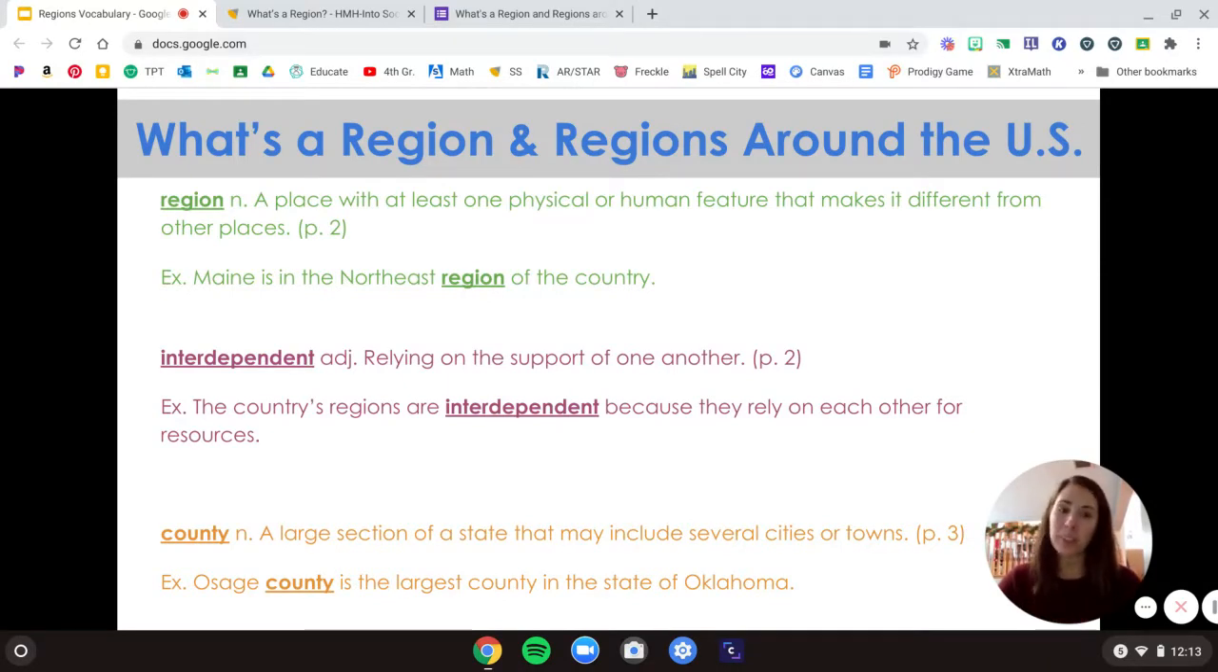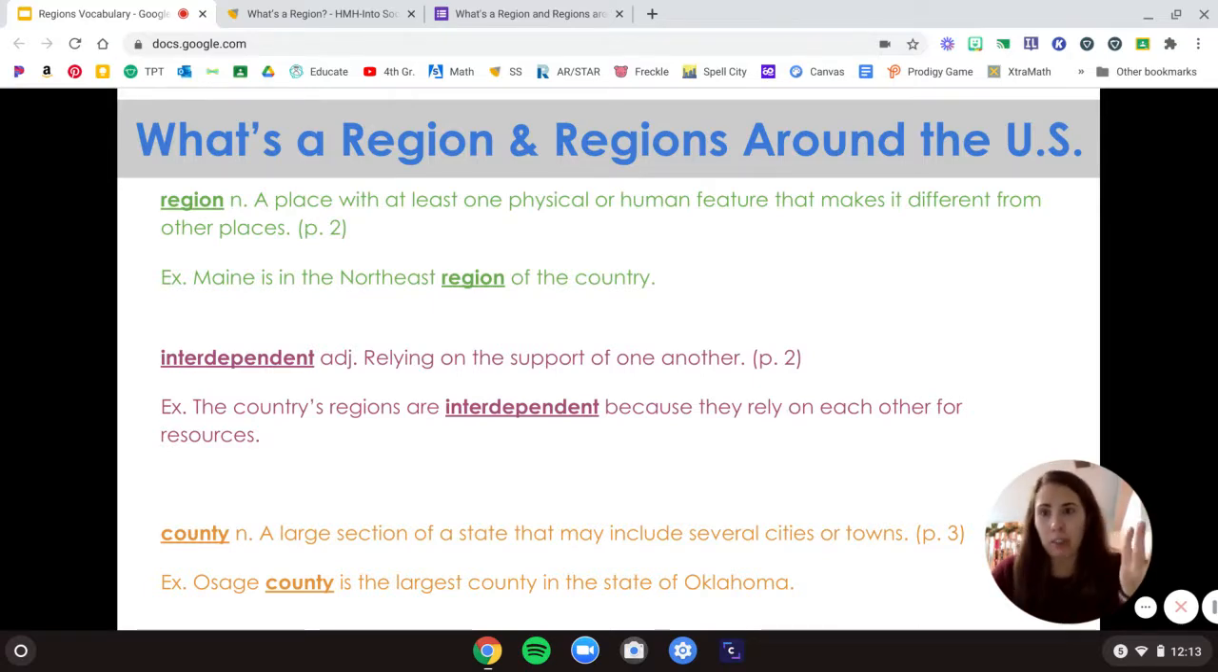Hello. So, social studies. We're going to read 2 sections in our magazine together, and then there's a Google form attached. So, let's look over some of those vocab words that we're going to see as we're reading. If you want to write this down to help you remember the words, go ahead and do that, okay? So, we're going to talk about regions and regions around the United States.